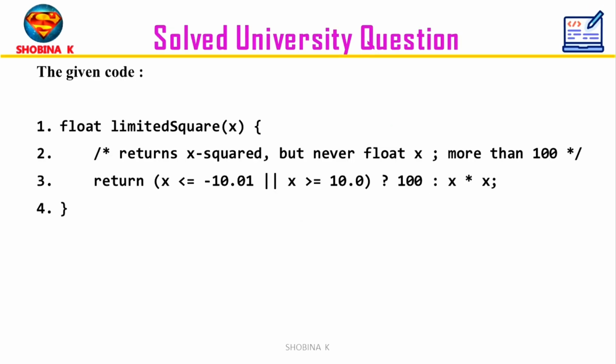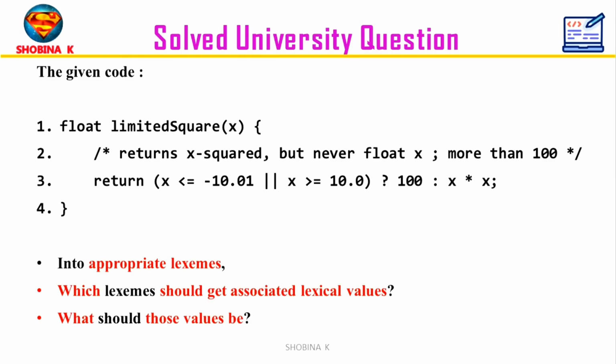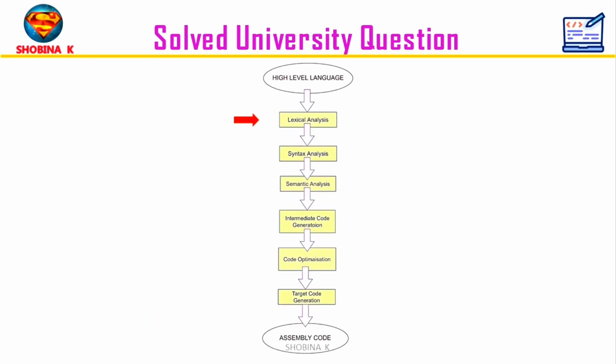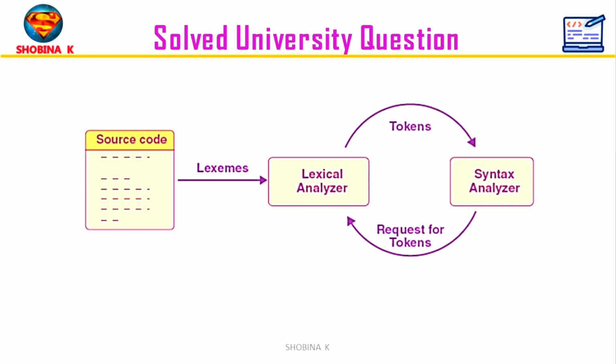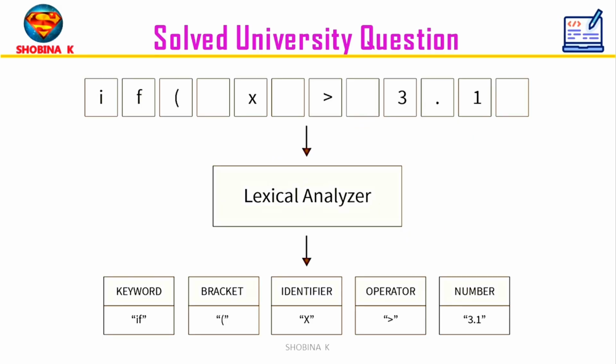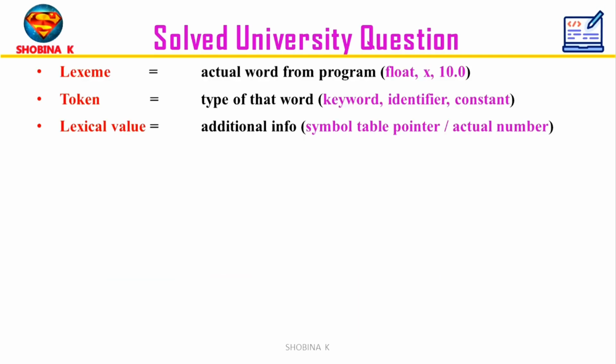Now we are given a small C++ program and the question is asking us to divide the program into lexemes and identify which of them should be given lexical values. What should those values be? In compiler design, the very first step of a compiler is lexical analysis. What does this step do? It simply takes our program code, breaks it into the smallest meaningful units called lexemes, and then assigns them tokens and sometimes lexical values. So before solving, let's quickly revise the definitions.